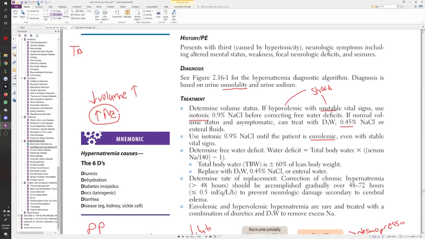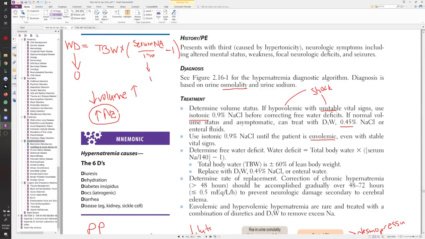Water deficit is equal to total body water, which is calculated using 60% of the person's mass, multiplied by serum sodium, serum Na, divided by 140, minus 1. So I know that the only way this equation would give me the valid answer of water deficit being 0 is if this is equal to 1. Because 1 minus 1 is 0, and 0 times anything is 0.